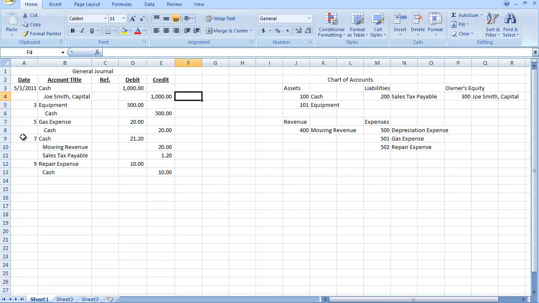So now you know how to start your company with cash. And then we bought a lawnmower, and we learned how to account for that. And then you bought gas, so you could start your lawnmower so you could start mowing, and we learned how to account for that. And then you mowed your first lawn and got paid for it, and we learned how to account for that. And then your lawnmower broke down and you had a repair expense, and we learned how to account for that.